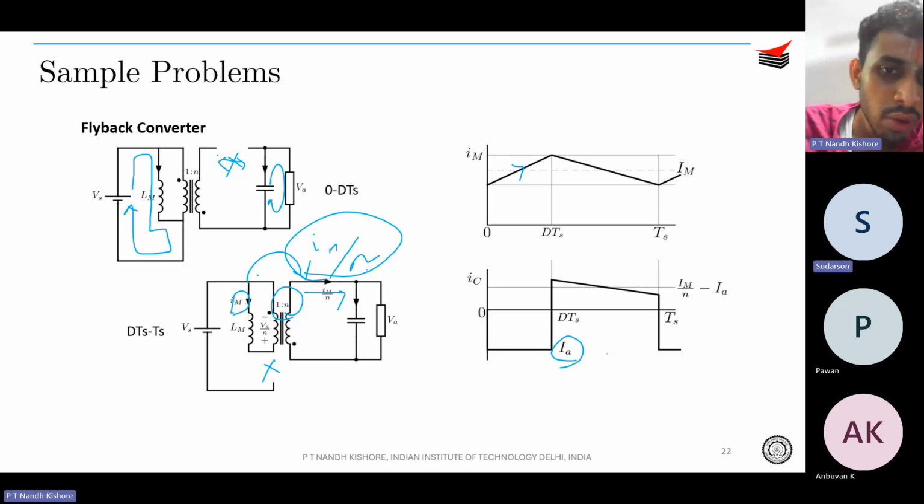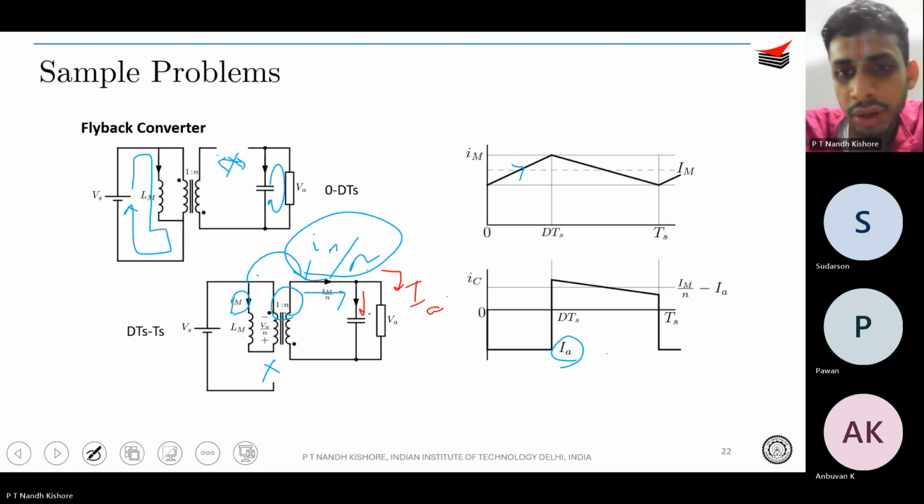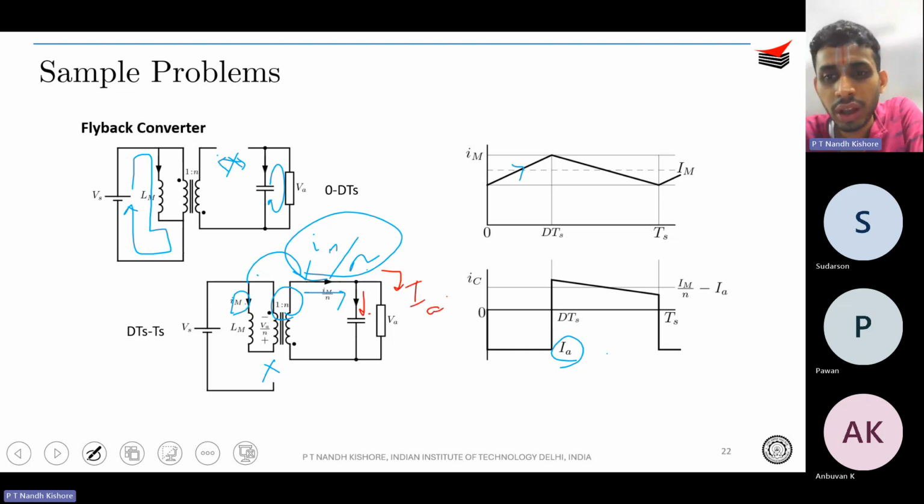Now at this capacitor terminal, you apply KCL. What happens then? IM by N minus IA will be your IC, correct? Your IC is going to be IM by N minus IA. That is why during the off period, it's going to be IM by N minus IA.